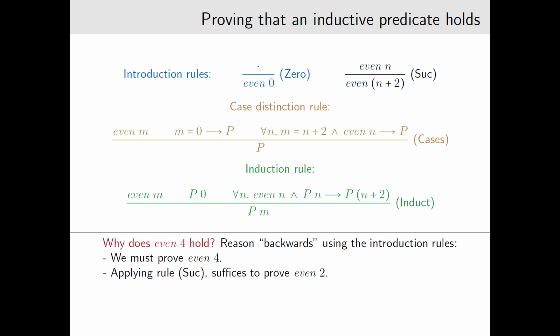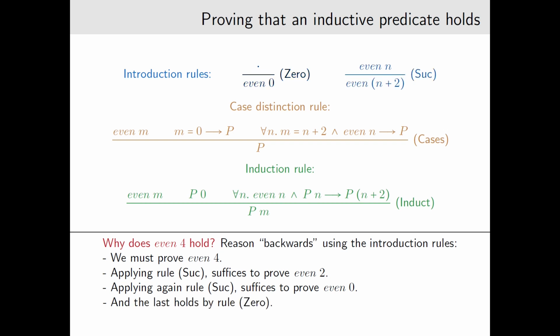and we apply the Suc rule, which I color matched in black. So we apply the Suc rule and reduce the fact that we want to prove, even of 4, to even of 2. And we apply again the Suc rule, and we reduce it to even of 0. And finally, we apply the zero rule.